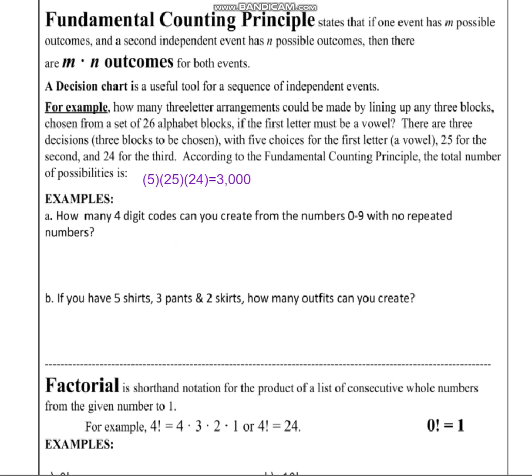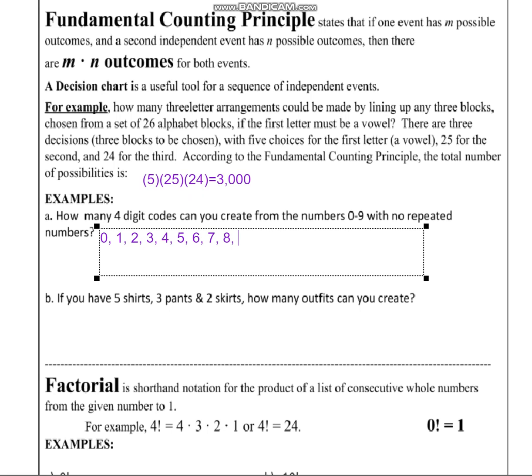Okay? All right, so for the second one, how many 4-digit codes can you create from the numbers 0 to 9 with no repeated numbers? All right, so 4-digit codes from 0 to 9. Well, okay, first let's show you how many numbers there are from 0 to 9. So we have 0, 1, 2, 3, 4, 5, 6, 7, 8, 9. Now that's not 9 numbers, right? It's 1, 2, 3, 4, 5, 6, 7, 8, 9, 10 numbers.